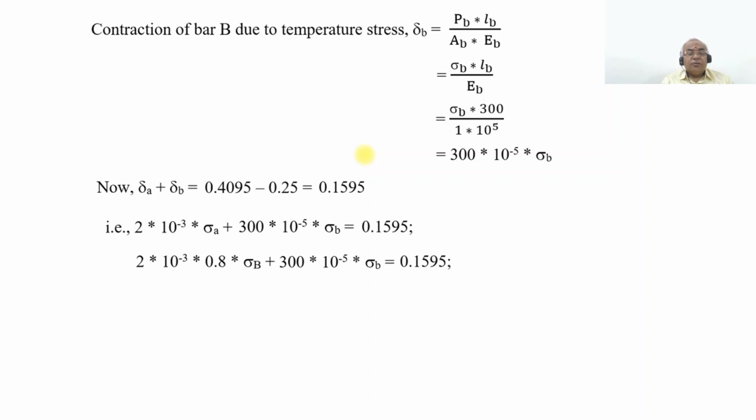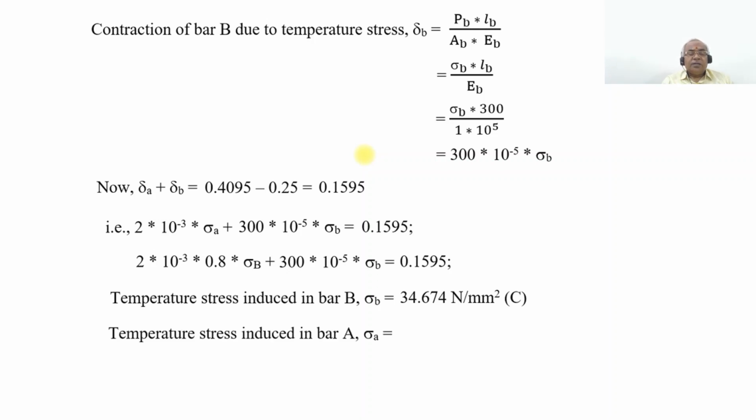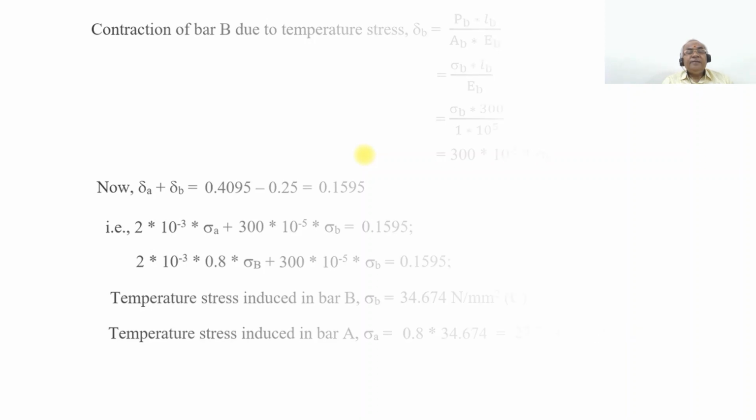So therefore, you are going to get the value of sigma B, that is the temperature stress induced in B, equal to 34.674 Newton per mm square, which is compressive in nature. Similarly, you want to find out the temperature stress induced in the bar A, which is sigma A, equal to 0.8 sigma B. So 0.8 into 34.674, you substitute the value. On simplification, you are going to get it as 27.739 Newton per mm square. Again, it is compressive stress.